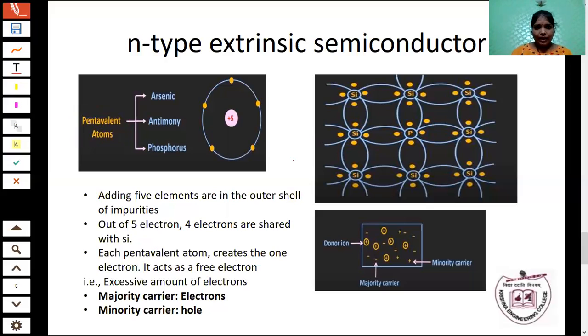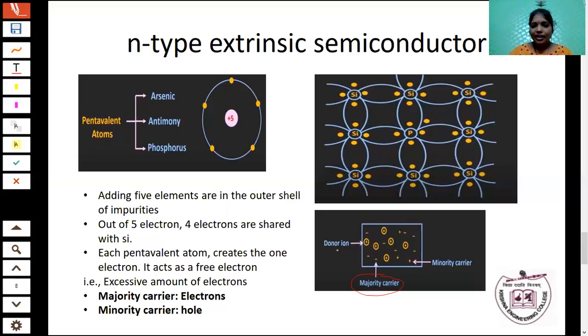So in the N-type extrinsic semiconductor material, the majority carrier is an electron and the minority carrier is a hole. Here I just gave a simple diagram. From this, you can come to know that in the N-type semiconductor material, the majority carrier is an electron. You know that an electron is a negatively charged particle. So the minority charge carriers are holes, that is nothing but the plus here. Holes are positively charged particles.